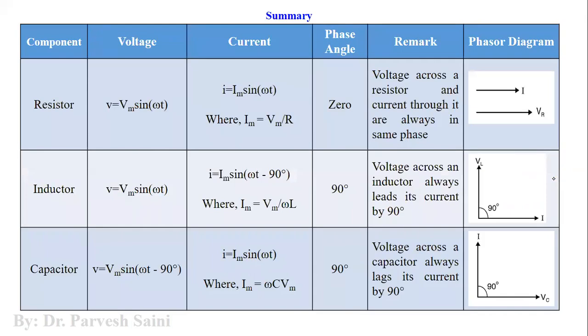So this is summarized here. The whole concept has been summarized here. We have the resistor, inductor, and capacitor, and their phasor diagrams have been shown. Phase angles are given here, and the remarks are also given. Whatever we have studied in this lecture has been summarized in this particular slide. So this is about today's lecture.